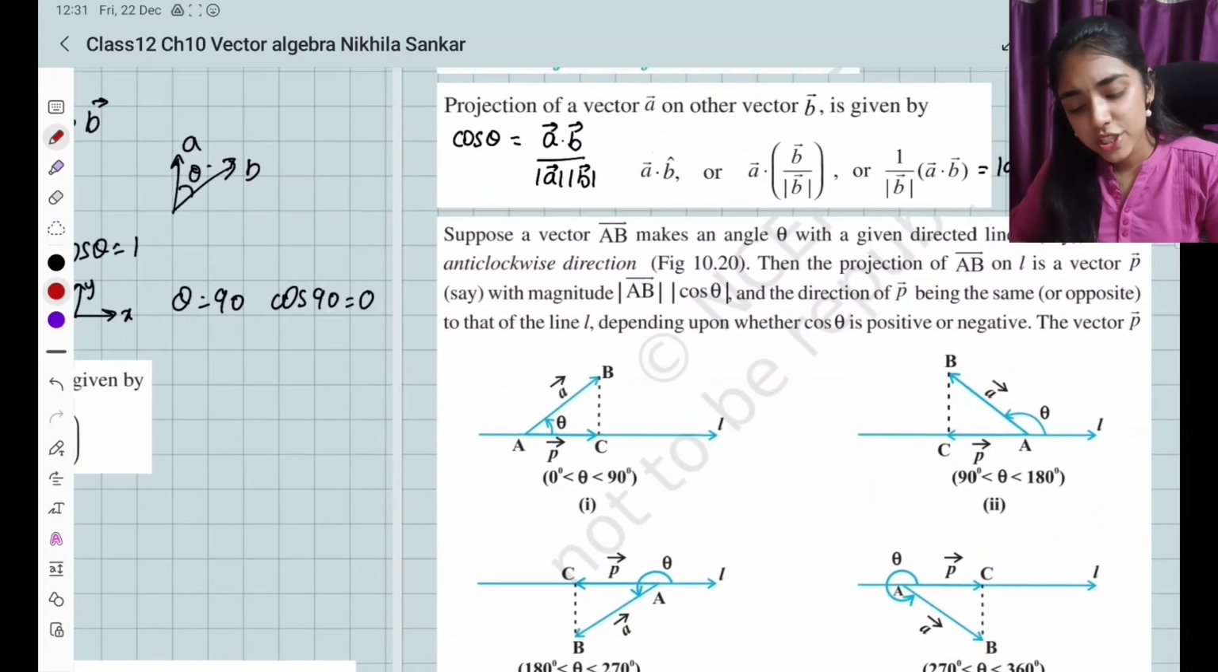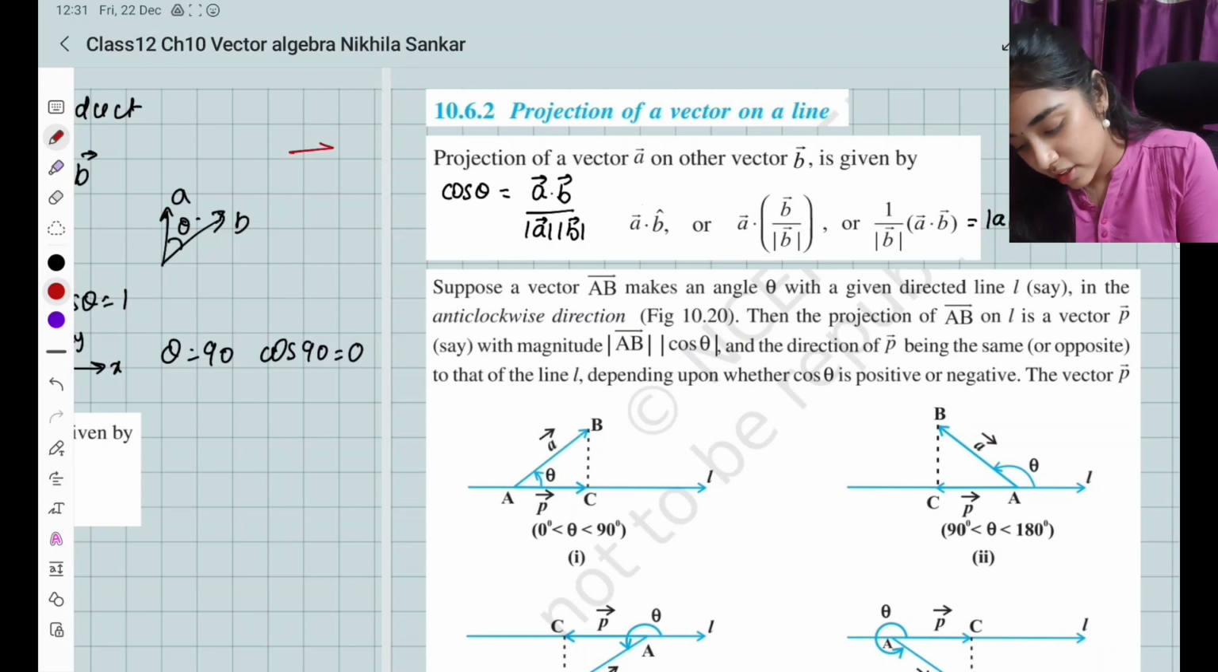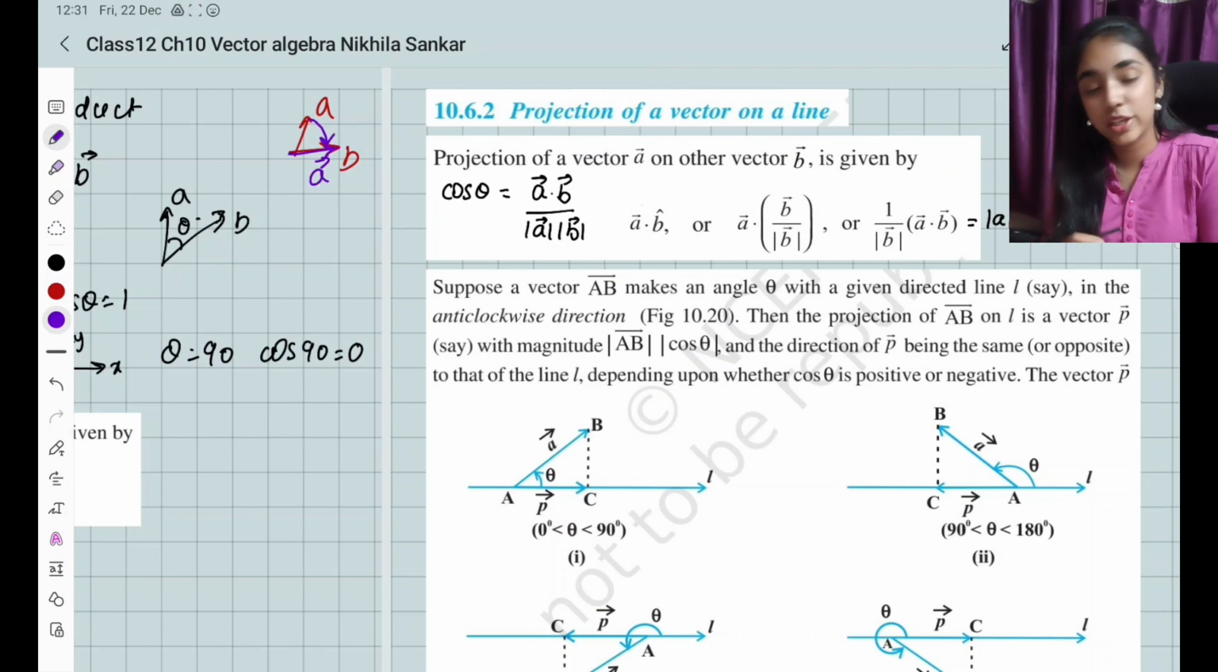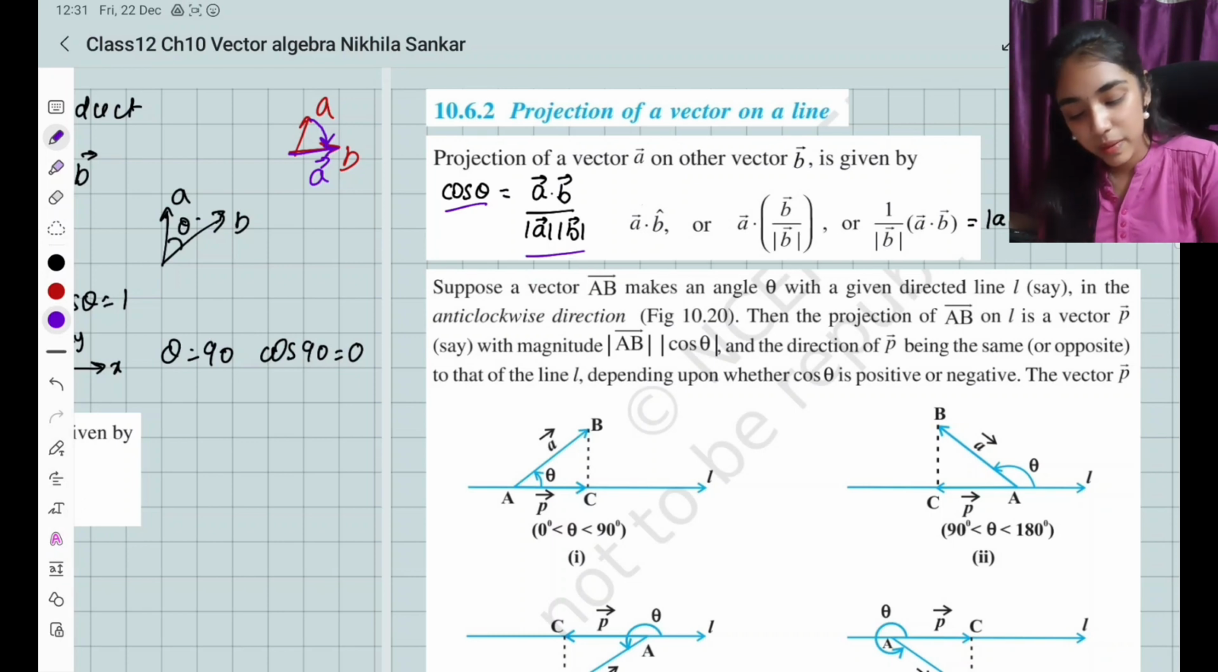Now, projection of a vector on a line. இப்போ ரெண்டு வெக்டர் இருக்கு. So, you have a vector B and a vector A. Projection என்ன அர்த்தம்? இந்த A வந்து இப்படி வந்து இந்த B மேலே வந்துருது. So, this is going to be the projection. Cos theta equals A dot B divided by mod A mod B.